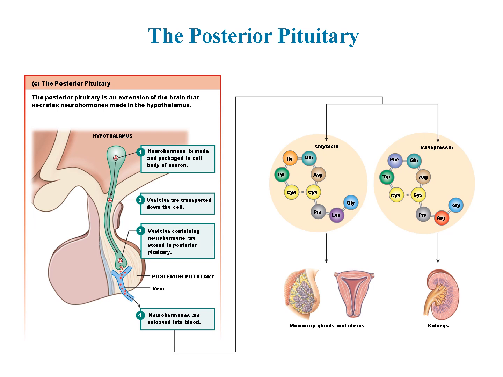The two primary neurohormones secreted by the posterior pituitary are oxytocin and vasopressin. Oxytocin targets the mammary glands and uterus, playing a vital role in milk ejection during breastfeeding and uterine contractions during labor. Vasopressin, also known as antidiuretic hormone, targets the kidneys to regulate water balance and blood pressure.